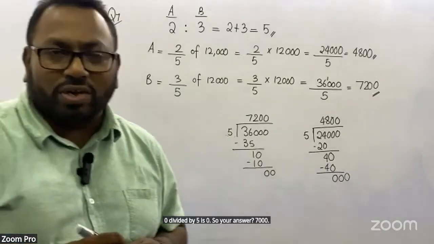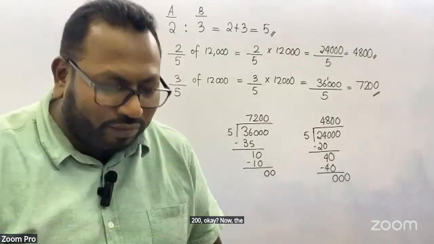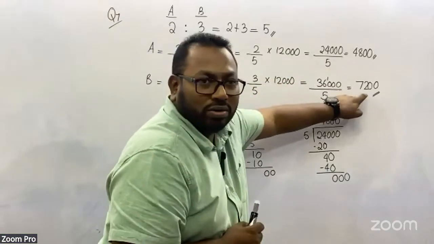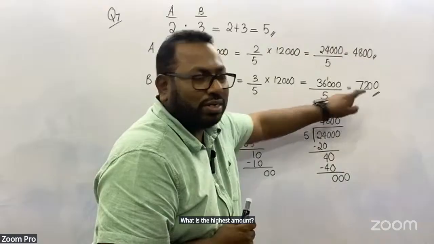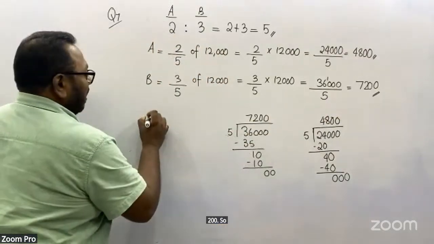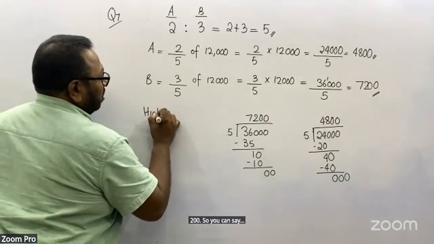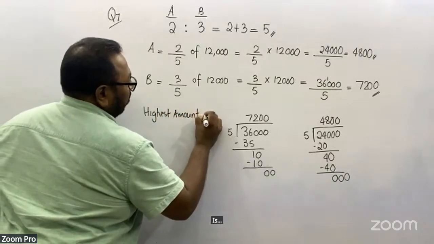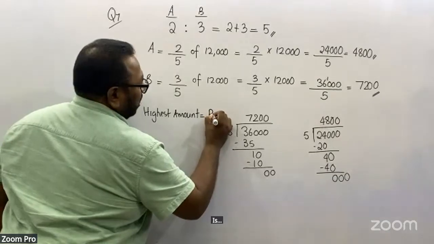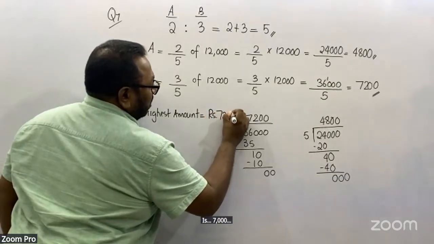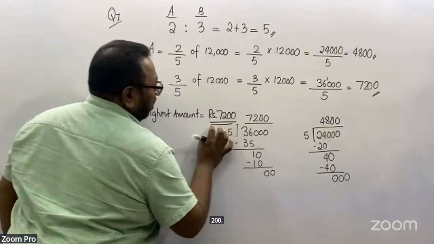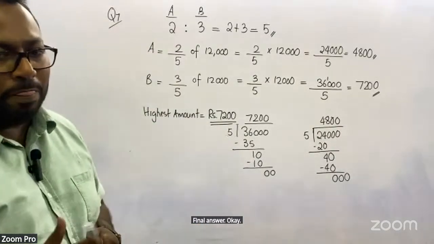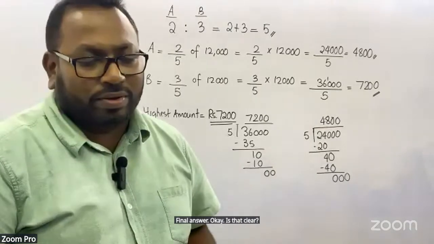7,200. Okay. Now the question is, what is the highest amount? So you can say highest amount is 7,200. This should be your final answer. Okay. Is that clear?